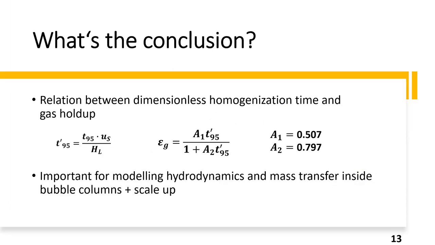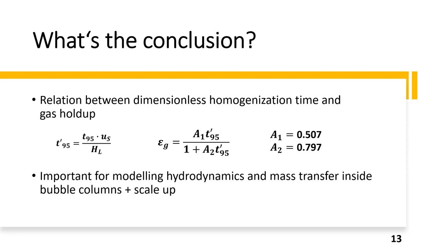Now comes one of the last questions of the presentation, and that is, what's the conclusion? The main conclusion of this research is the relation between dimensionless homogenization time and the gas holdup. This can be very useful because it takes into account changes of quality of water, so it can be used on water with different qualities. As well, it takes into account several different factors, such as amount of water, etc. This equation can be utilized very efficiently in industries when columns of different size are often used.